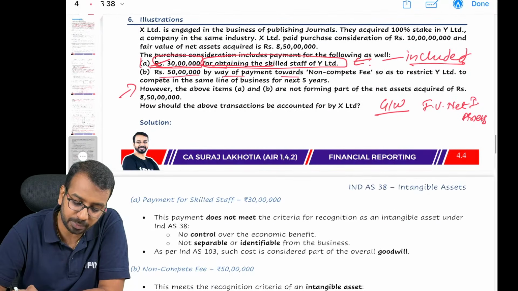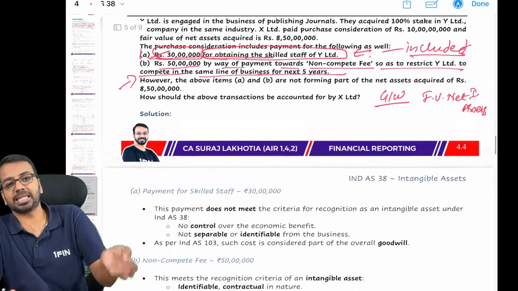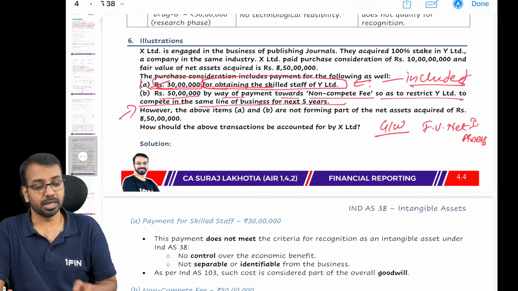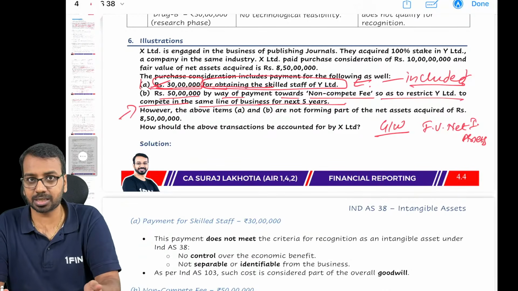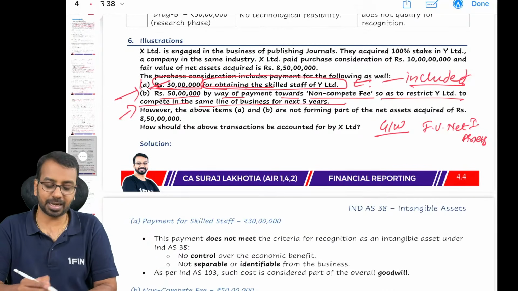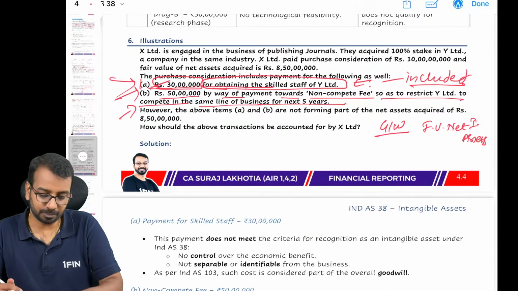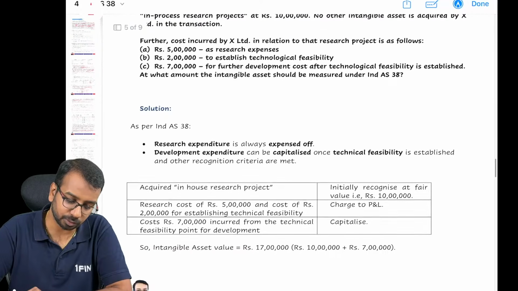50 lakhs by way of payment towards non-compete fee so as to restrict Y Limited to compete in the same line of business. Now, this 50 lakhs that I am paying to another entity, am I getting some right out of it? Yes. Can I enforce that right? Yes. Is it out of a contract? Yes. Hence, it becomes a separate asset. So, 50 lakhs becomes a separate asset. 30 lakhs gets added to the goodwill calculation. Okay. Then research and development, you can understand.